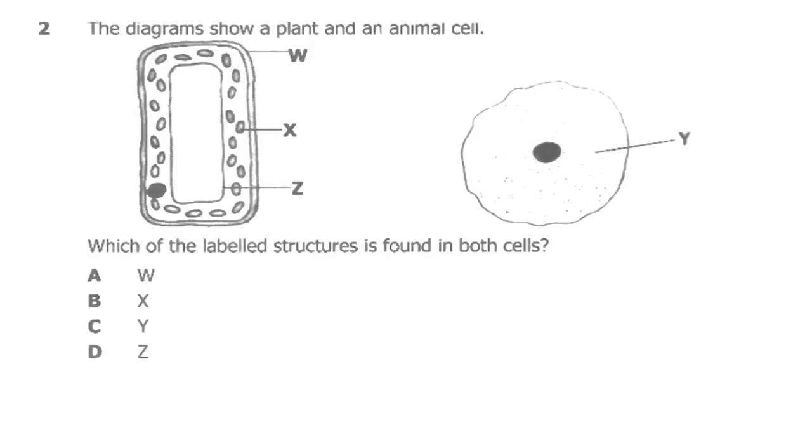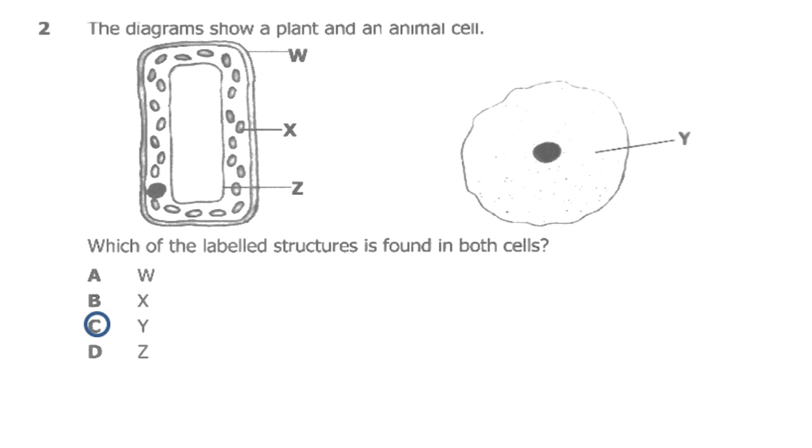Question number 2. The diagram shows a plant and an animal cell. Which of the following labeled structures is found in both cells? So we will look at the animal cell and the plant cell. Which labeled parts are found in both? So here our answer is C. Why the cytoplasm? The cytoplasm is found both in the animal and in the plant cell.